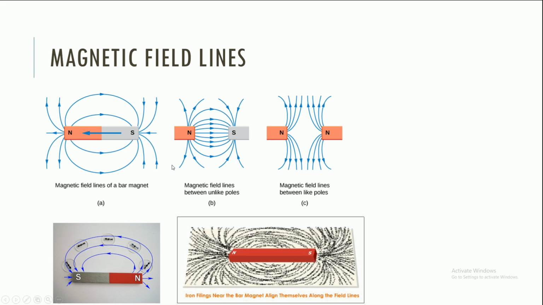Now, experimentally, you can actually demonstrate these magnetic field lines. First of all, you can use a compass. So if you put a compass in series like this around a bar magnet, the compass will actually point towards the direction of the field lines, like so. And secondly, you can also use iron filings, which are very fine iron particles, and scatter them all over the place, and they will align themselves along the magnetic field lines.